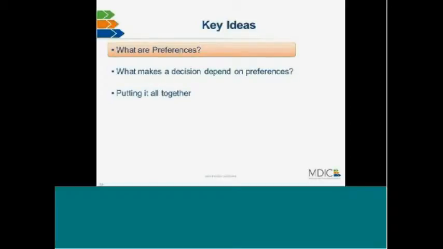Second, how does a decision and how do preferences interact with a decision? I'll be thinking about that for an individual or a population whose preferences are pretty much all the same. With that groundwork, we'll then put it all together and ask what happens in the real world when preferences differ for a population. All right, so let's start with what preferences mean.